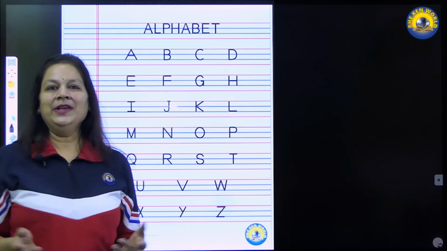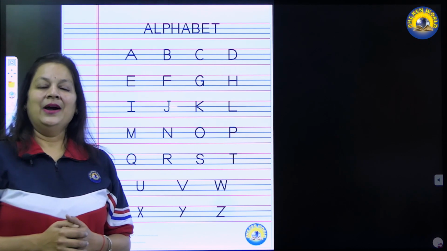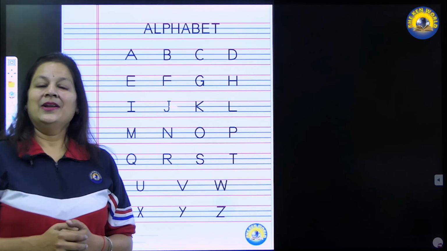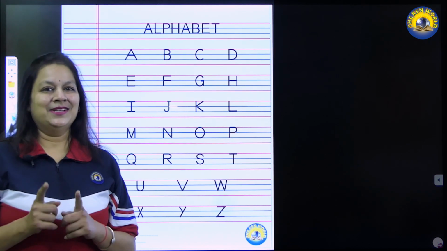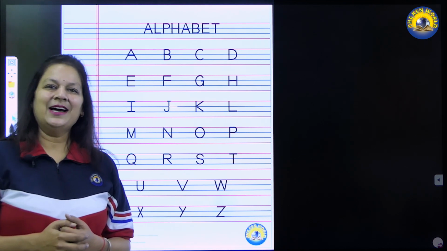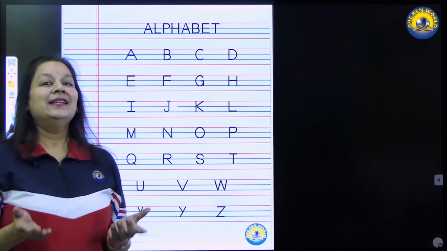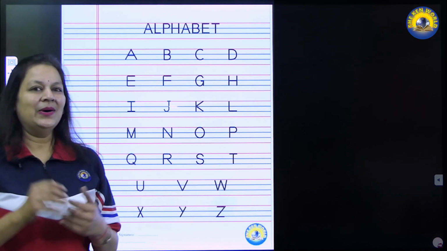Today, we are going to learn the phonics sounds. Are you ready for that? Now speak with me. Each letter makes a sound. Let us learn the phonics sound.